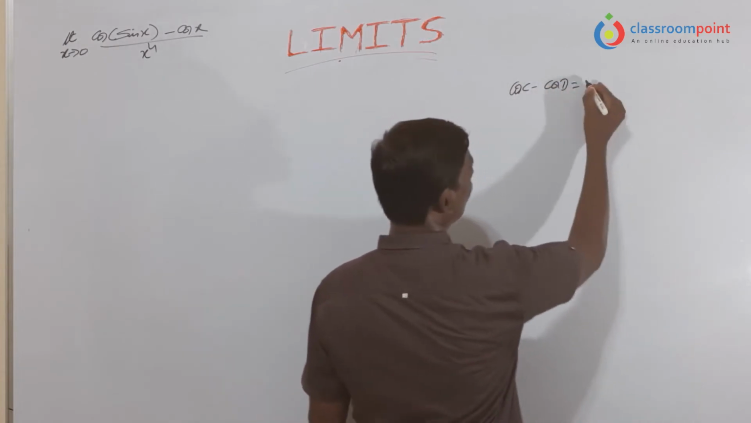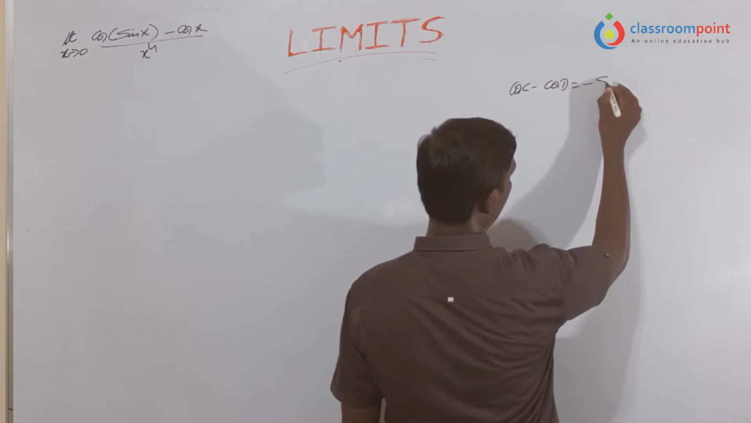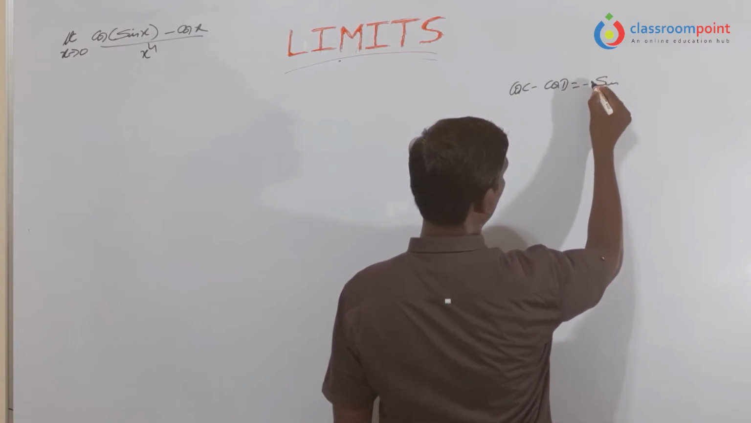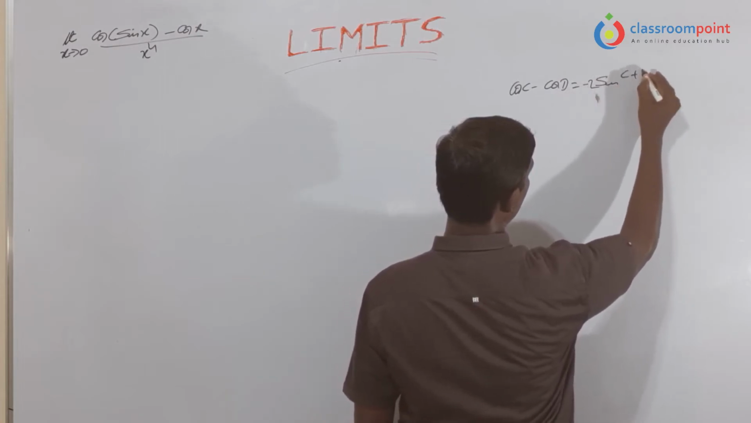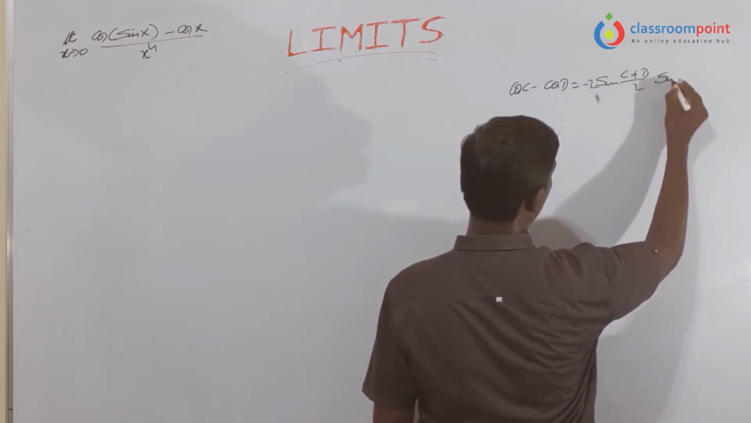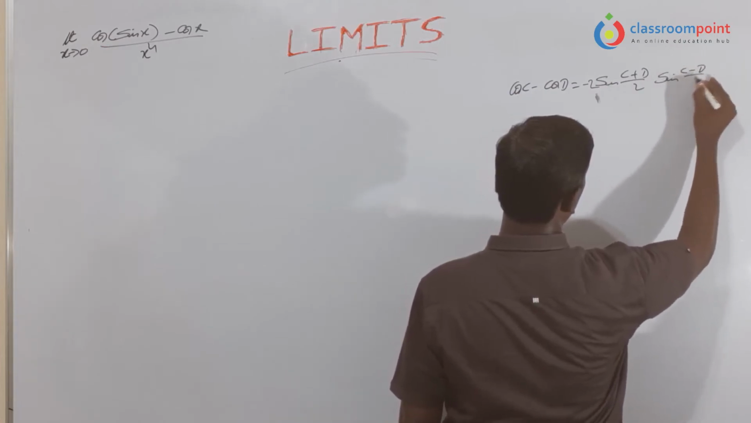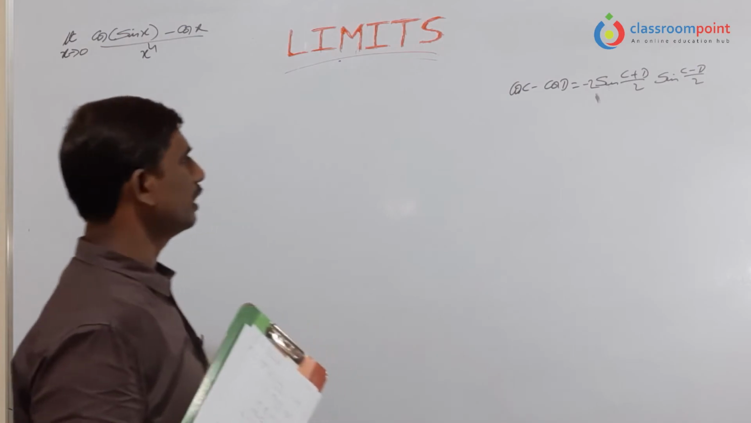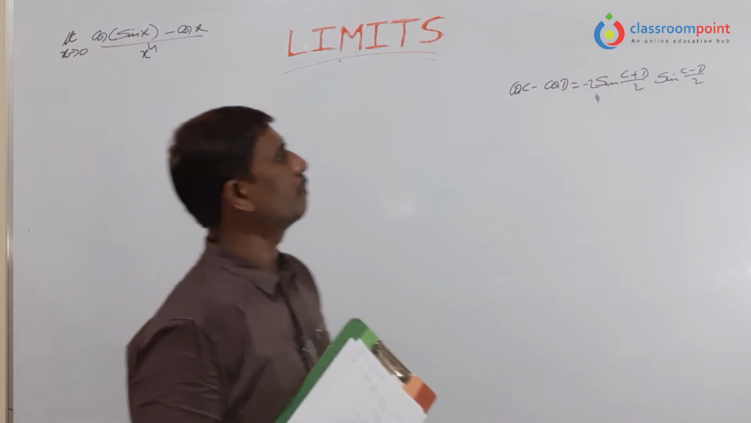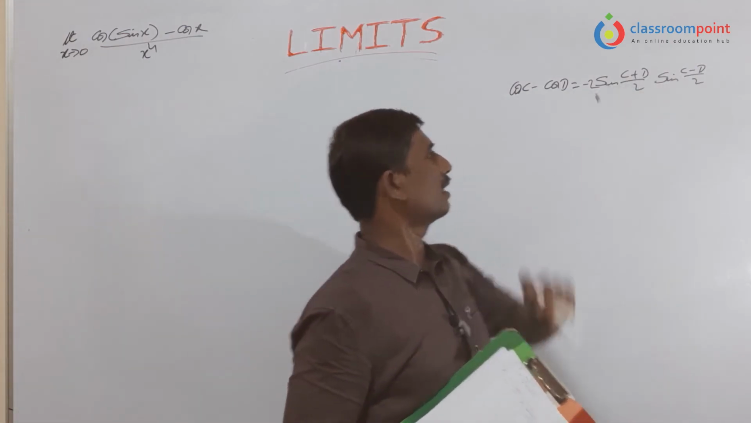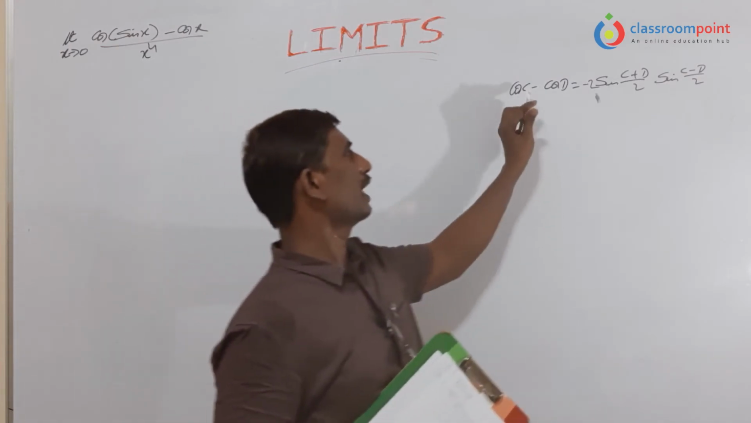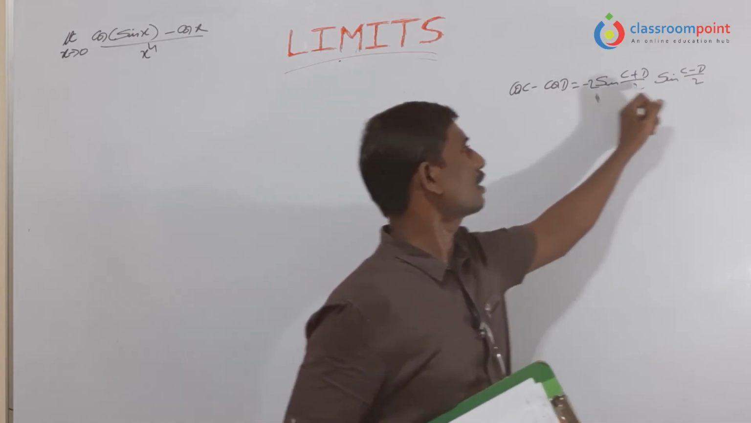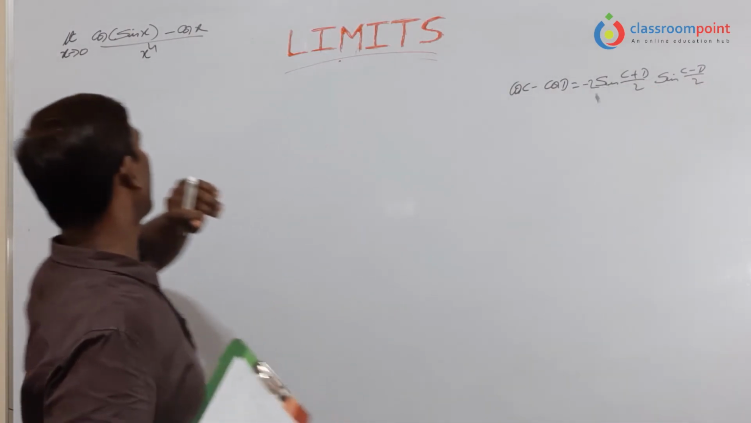Do you remember? cos C minus cos D is equal to minus 2 sine (C plus D)/2 into sine (C minus D)/2. In cos C plus cos D, both are cos only; here with the minus, both are sine. That is one of the points.